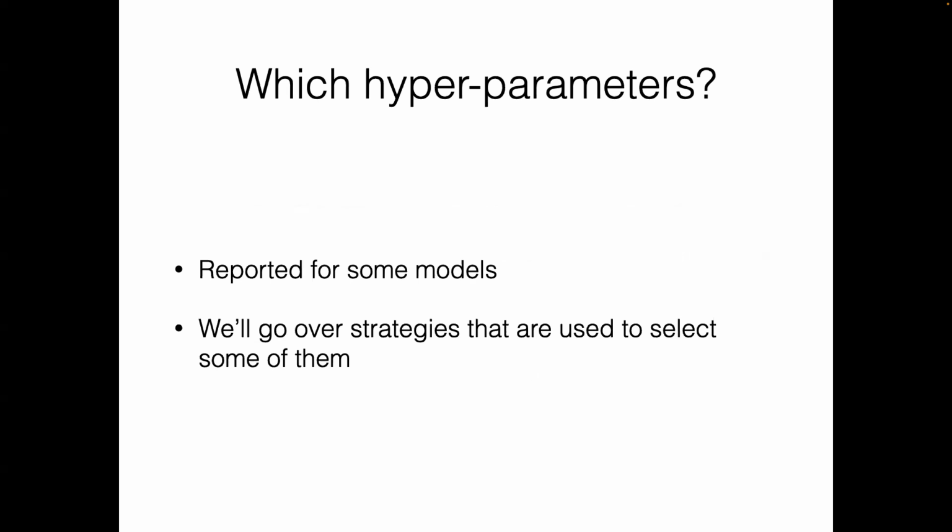And then for the hyperparameters, some models will report exactly how they're training the model. Some won't. If we have time at the end of the lecture, we'll go over a few strategies that could be used to select some of them. Otherwise, we're going to have another lecture later in the semester on advanced pre-training. And so if we don't get to that today, we'll just talk about it then.